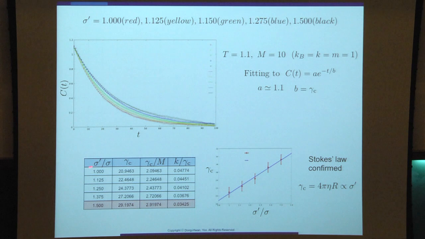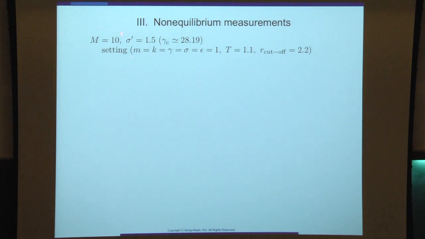As you see from the table, as sigma increases, gamma C increases, and this is linear. This linearity confirms the Stokes law in the simulation. Also, the value in this column is large enough, much larger than this value. That means we can get the overdamped value of gamma C. Using this gamma C, M, the mass of the colloidal particle, is much larger than the mass of the liquid molecules, which is one. We also use temperature 1.1 and a cutoff value of the Lennard-Jones potential of 2.2.